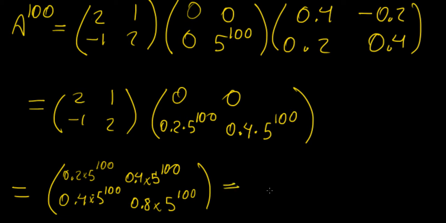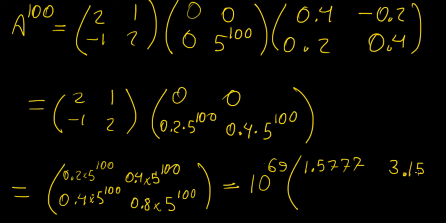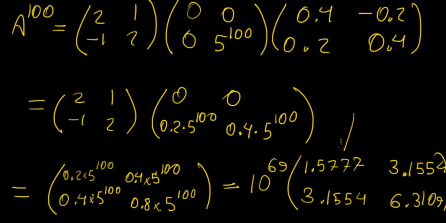And then if we write this in scientific notation, this is going to turn out to be 10 to the 69 times the following values: 1.5777, and I'm using 4 decimal places here, 3.1554, and then 6.3109. And this is our matrix. This is what our value of A to the power of 100 is. So we found it using this method of diagonalization.